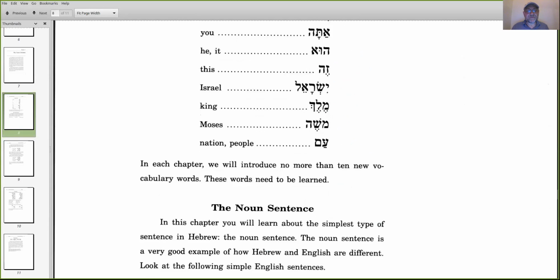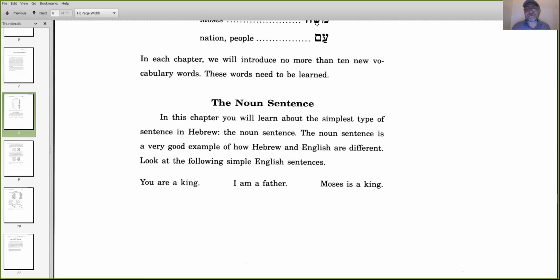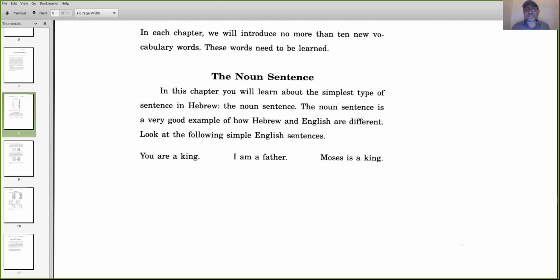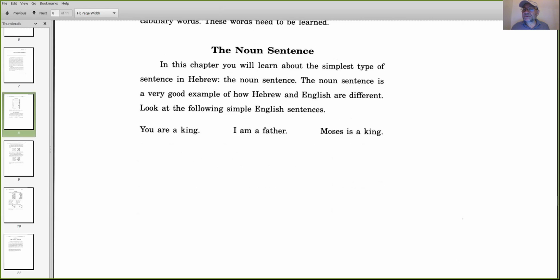All right, so continuing down, in this chapter we will introduce no more than 10 new vocabulary words. These words need to be learned, and the only way to learn them is to write them and say them. Put the transliteration there and the translation along with the Hebrew script. So continuing on, the noun sentence. In this chapter, you will learn about the simplest type of sentence in Hebrew, the noun sentence.